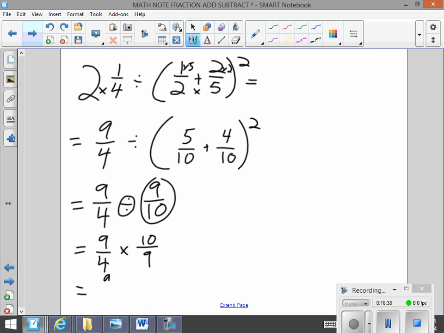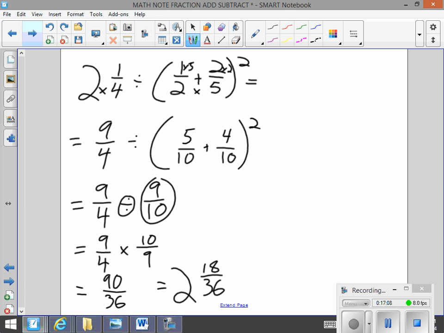9 times 10 is 90. 4 times 9 is 36. Okay, see how many times that fits in. Let's see, 36 plus 36 is 72. I think that's as close as we're going to get. So 2 times. And 90 minus 72 is, do this in my head, I think 18. Yeah, 18 over 36.